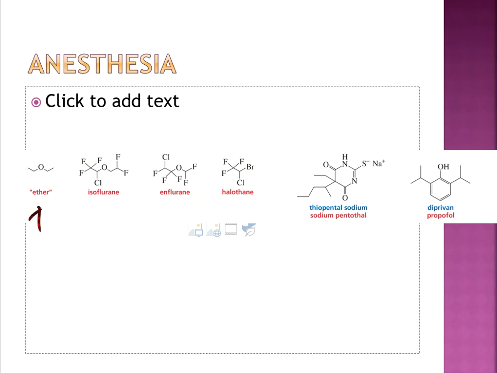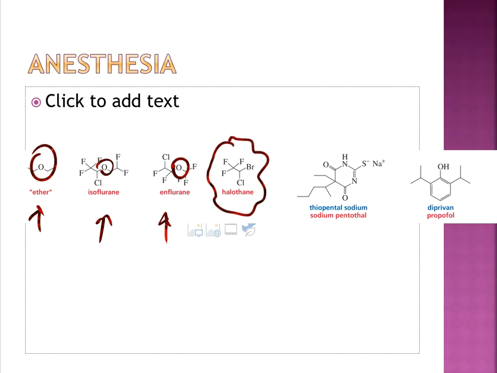Here's the structure for ether. It is an ether group. Here's isoflurane. That is also an ether group. Here's enflurane, which is a modification. It is another ether group. Here's halothane, but halothane is not an ether. However, it is halogenated, and it does kind of the same job that some of these ethers did back in the past. And then here's sodium pentothal, and here's propofol. Notice that these two structures are not ethers at all. There's no ether functional group in there. I don't see one. Do you see one? I hope not. There are other functional groups that do the same thing.